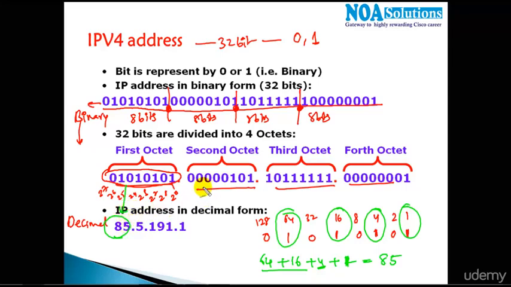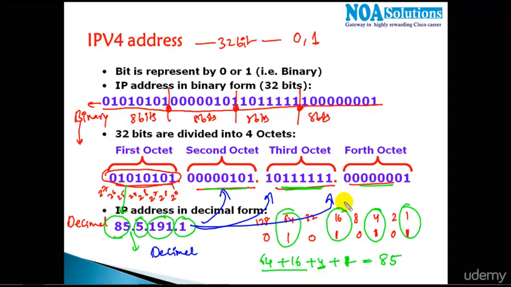In the same way, if you convert the second portion, it will be 5. The third portion will be 191, and the fourth portion will be 1. So for our convenience, we convert the binary format into the equivalent decimal format. When we write an IP address, we write only in decimal format. But in the backend, the computer understands only binary, and it identifies the devices based on that. That's how it works.